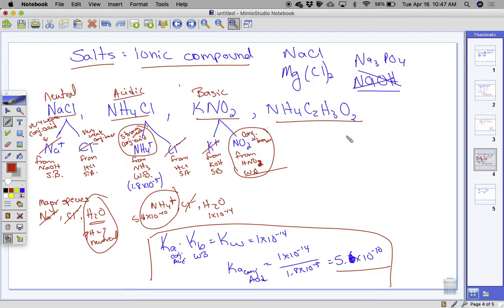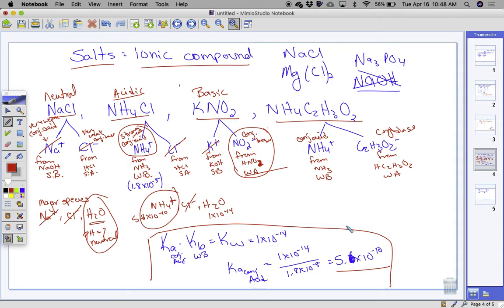Okay? All right, this one's the trick one. What does this break down into? NH4 plus and the acetate ion. All right, what did NH4 plus come from? NH3, which is a weak base. So this is a conjugate acid. What did acetate come from? Acetic acid, and it's a weak acid. So this is a conjugate base. Now we have a problem. Sort of strong, sort of strong. They both can affect the pH. What do I have to do to figure this one out? I have to do the math.